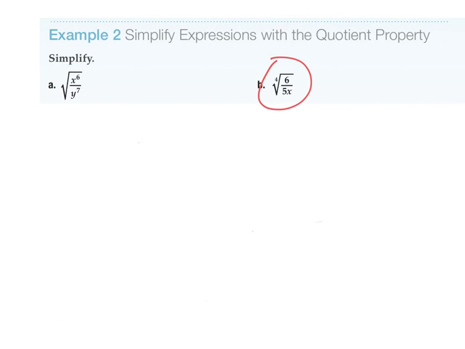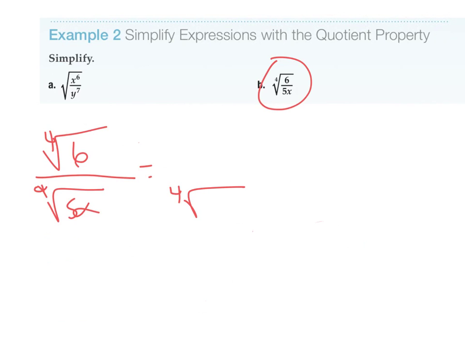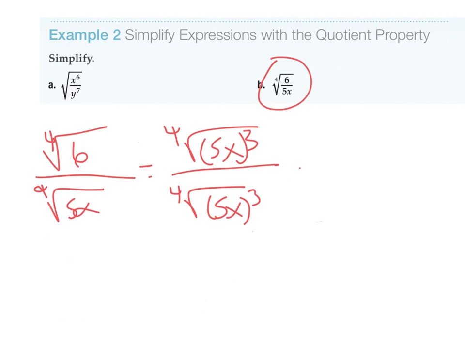Now to do this one, I'm going to do the same thing, except now I have a 4th root. So I'm going to split 6 to the 4th root and 5x to the 4th root. By doing that, I now need 4 of these under the 4th root. Well, I have 1, so I need 3 more of them. So I'm just going to write cubed. And I'm going to do the same thing to the top. What that does to the denominator is the 5x comes out. That's pretty simple. That's why we're doing this.